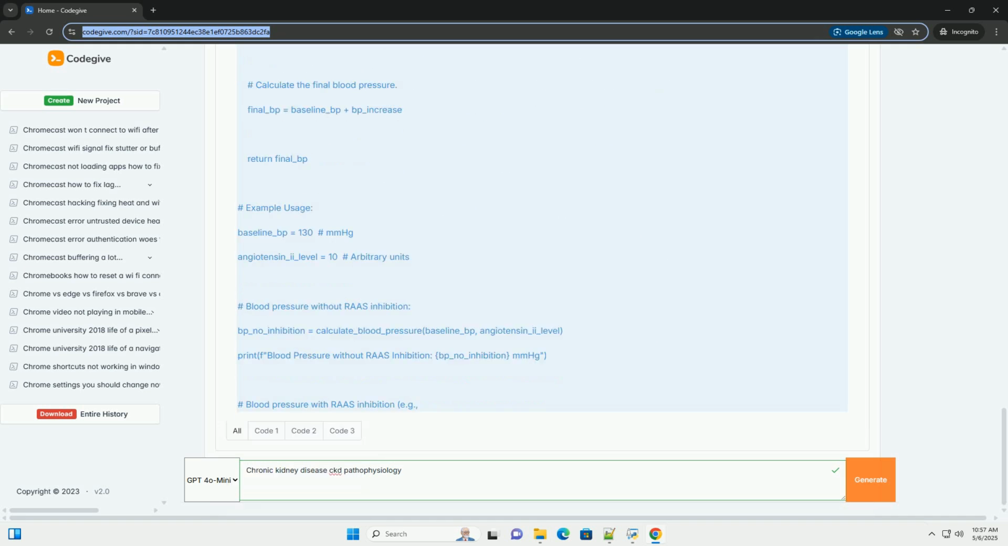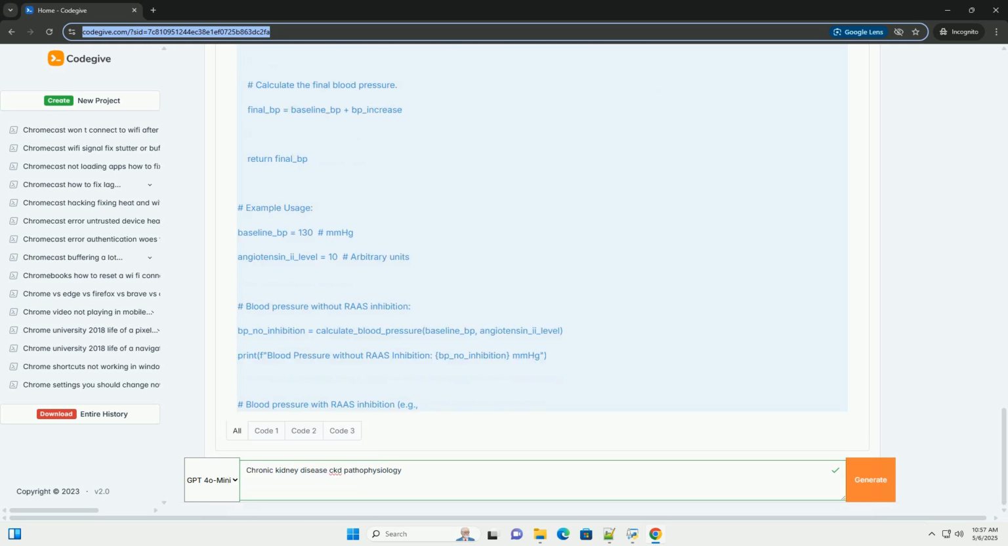Inflammation. Inflammation in CKD can suppress red blood cell production. 6. Illustrative code examples. While we can't perfectly simulate the entire CKD pathophysiology in code, we can model some of the key relationships and feedback loops. These examples are simplified for illustrative purposes.